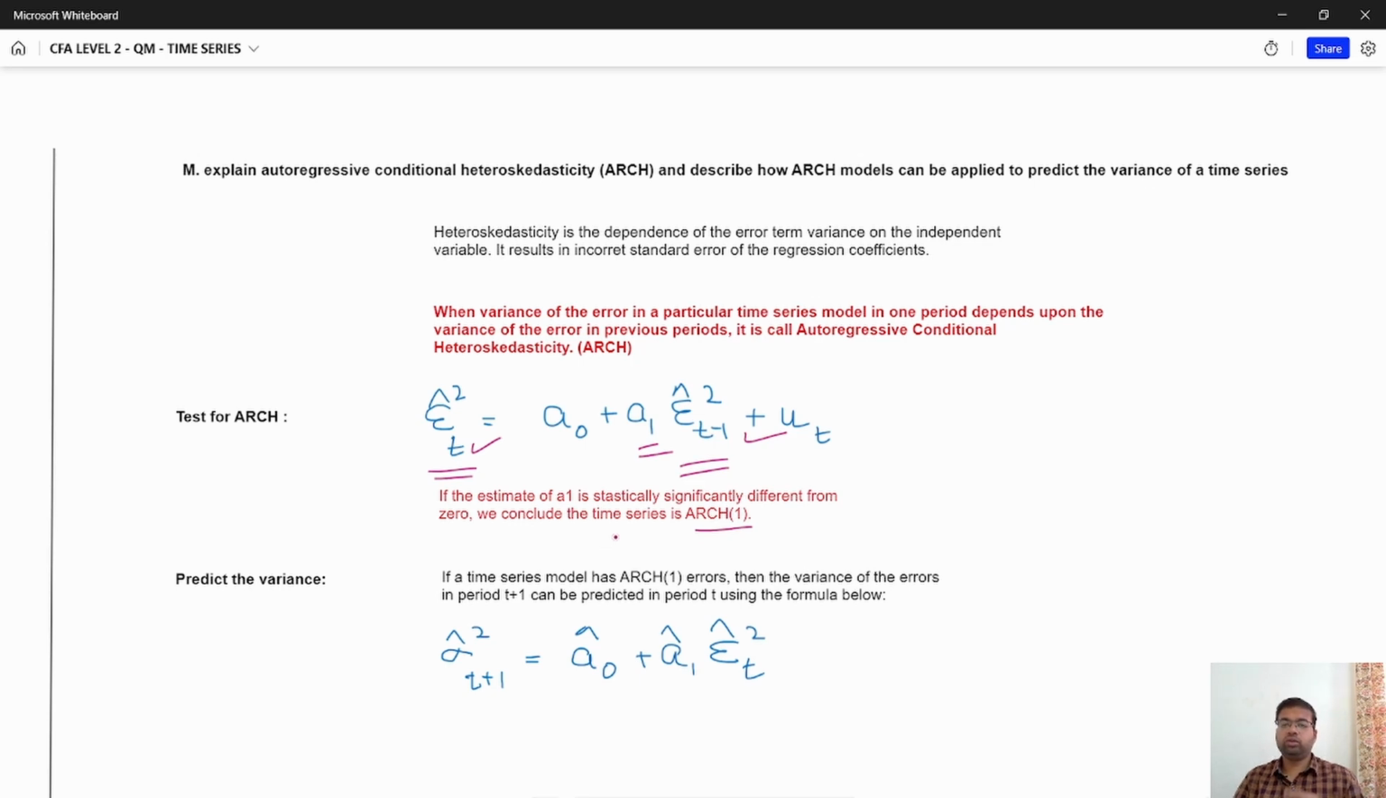And if we know that our model is ARCH(1), how can we use that to predict the variance? The variance of the error at T plus 1 is simply predicted as the predicted value of A0 plus the predicted value of A1 times epsilon T squared. Because it is an ARCH(1) model, the variance of the error at time period T plus 1 depends upon the error at time period T. So we can calculate it like this.